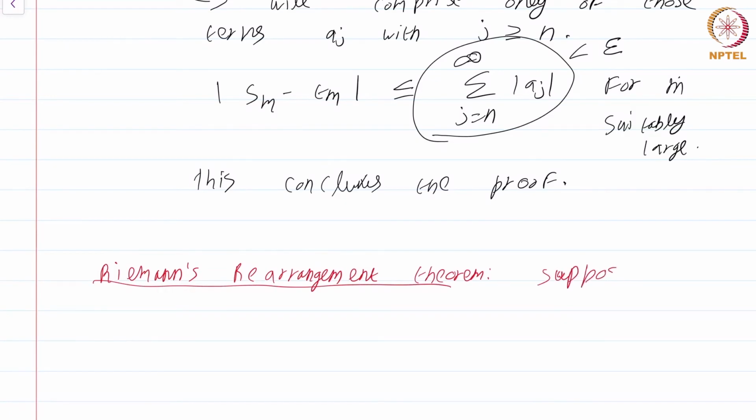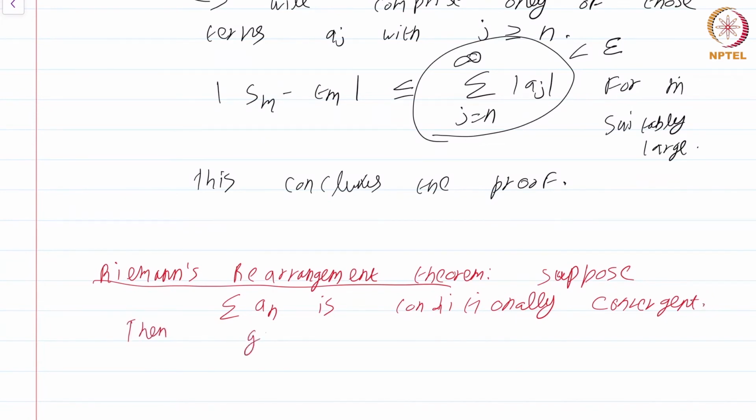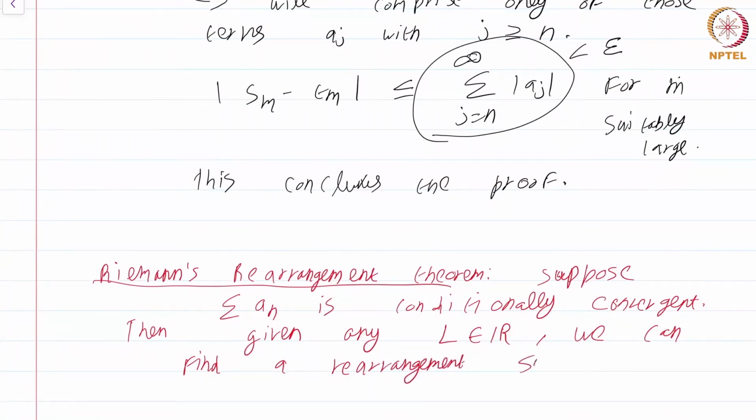Suppose summation an is conditionally convergent. That means it converges but not absolutely. That is, you are not just given that it might or might not converge absolutely. You are given that it does not converge absolutely. Conditionally convergent. Then given any L in R, we can find a rearrangement such that summation a sigma n converges to L.